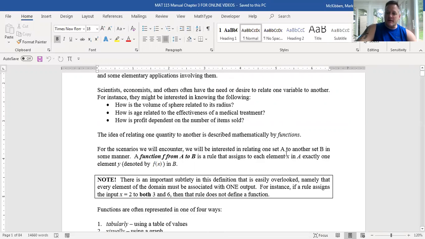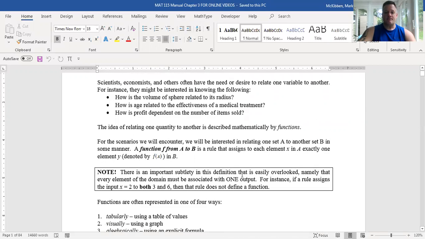The subtlety here is that every element in A is mapped to only one element in B. So you can't send somebody in A to more than one place. That's the restriction on a function. Anything else you can think of is fair game, but you can only send every element in your one set to exactly one element in another.